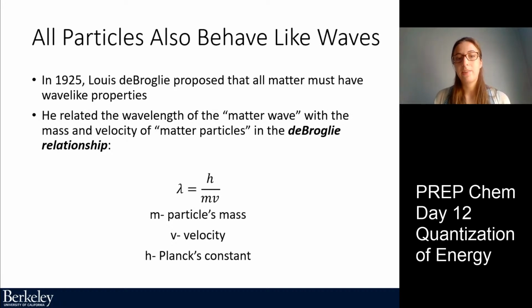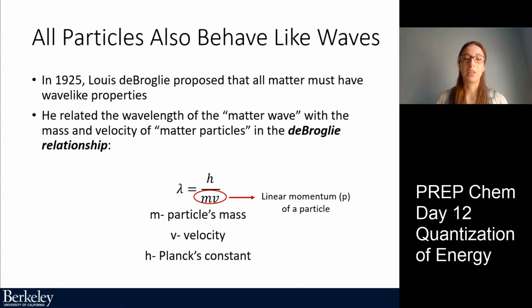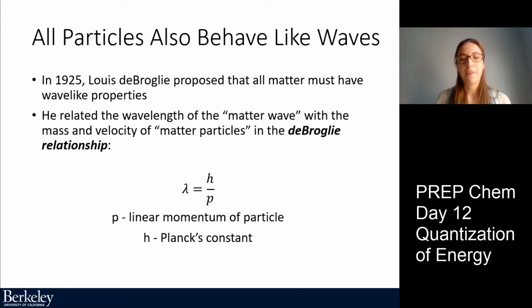We can also rewrite this in terms of other quantities that you may have seen in physics. For example, mass times velocity is another way of writing linear momentum, which we represent using the letter p. The linear momentum of a particle is always the particle's mass times the particle velocity. So we can substitute that into the de Broglie relationship, and we would get the same equation written in a different way: the wavelength of your wave is equal to Planck's constant divided by the linear momentum of the particle.